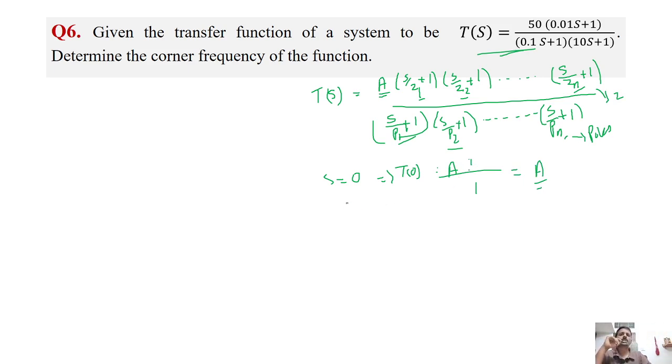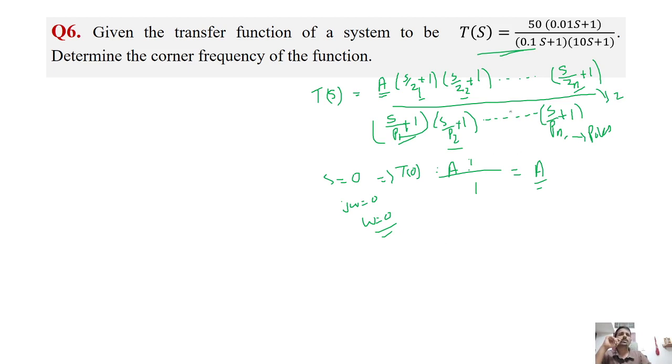What is S equal to 0? S is actually j omega, right? So that is the value of omega is 0, that is frequency. When frequency is 0, omega is 0. So when the frequency of that system, or the input of the system, is 0, the value of T of S at that value is A, that is the constant. So that is actually the gain of the system when S equal to 0 or omega is equal to 0.